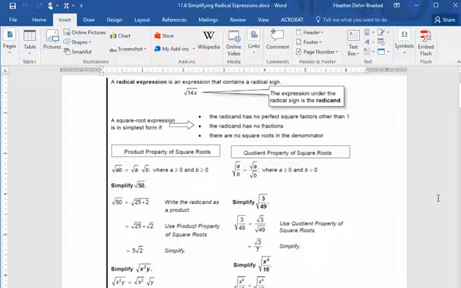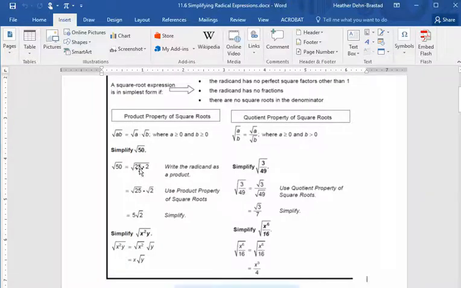And then there's a property that says that if you have the square root of a product, like the square root of 25 times 2, you can rewrite that as the square root of 25 times the square root of 2. Now we simplify the square root of 25, because what is the square root of 25? It's just 5, so the square root of 25 becomes 5. The square root of 2 cannot be simplified, so we just write that after the 5. This now is simplified because it has no perfect square factors other than 1. It has no fractions. There are no square roots in the denominator. So now it's good. And we will look at how to factor using these other rules as well.